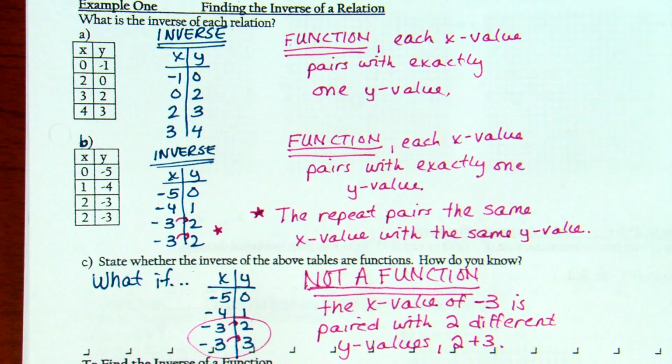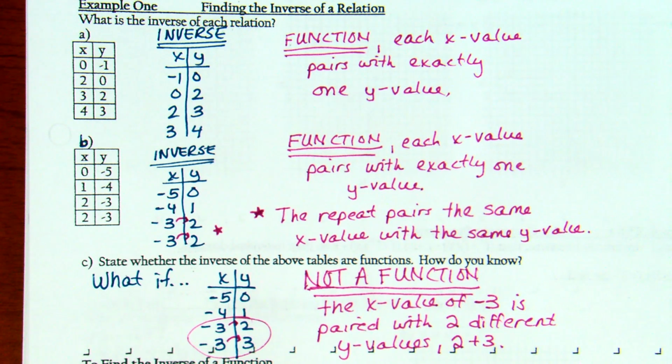Okay, on Friday, we talked about whether or not sets of ordered pairs are functions, right? And we also talked about how to find inverses. So, first of all, quick review. How did we find inverses? We took the x value and the y value and we flipped them, right? X's became y's, y's became x's.